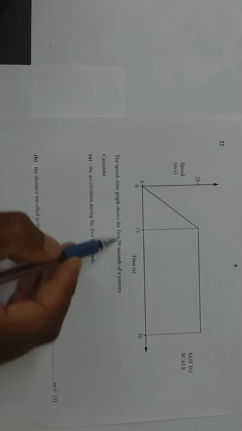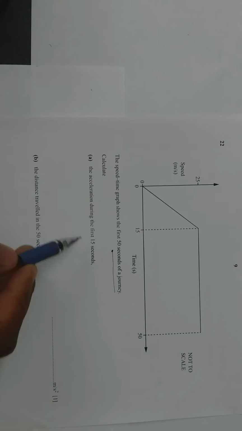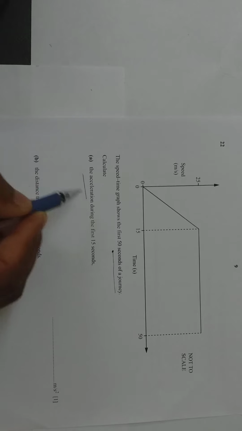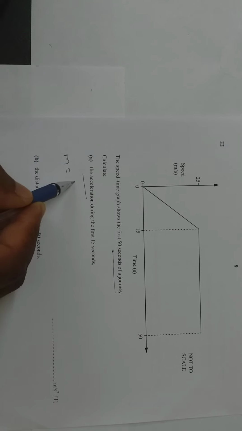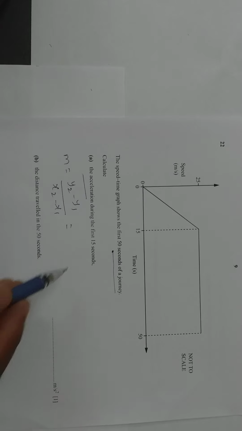The speed time graph shows the first 50 seconds of a journey. Calculate the acceleration during the first 15 seconds. Acceleration you get by finding the slope. What is the formula? y2 minus y1 by x2 minus x1. Which 2 points do you need to take?